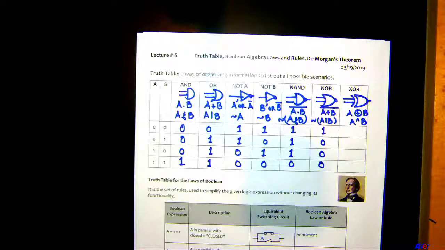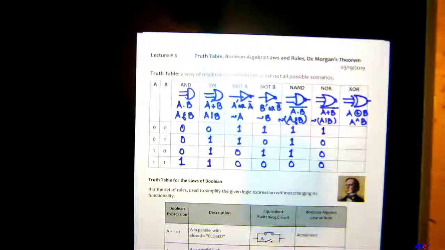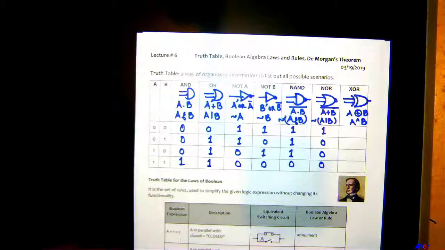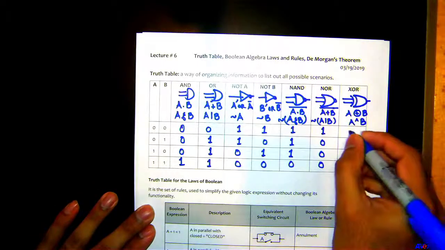Exclusive OR gate. Does anyone know what exclusive OR gate is? What is the property of the exclusive OR gate? Yes. Yeah, when there's only one high, or if the number of ones is odd. Okay. So 1 is considered as odd, so this is going to be 1. This is also going to be 1, and this is 0.